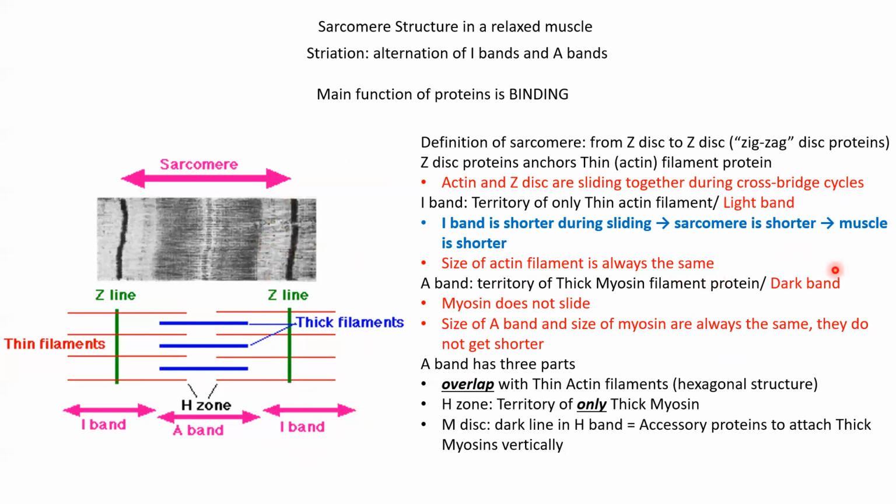So what's going to happen with this I band during sliding? Cross-bridge cycle, contraction, you can use either word, but you guys know what I'm talking about, right? Shortening of the sarcomere. What is going to happen with the I band? The I band is going to be shorter because the actin is going to start sliding with the Z disc toward the center of the sarcomere. So look, this is really the basis of the cross-bridge cycle, guys. The I band is shorter during sliding. As a result, the sarcomere is shorter during sliding. And the theory says, as a result, the muscle itself, the biceps, also gets shorter. So the microscopic shortening leads to a macroscopic shortening. Okay, but my question is, does the size of the actin filament change during this time?